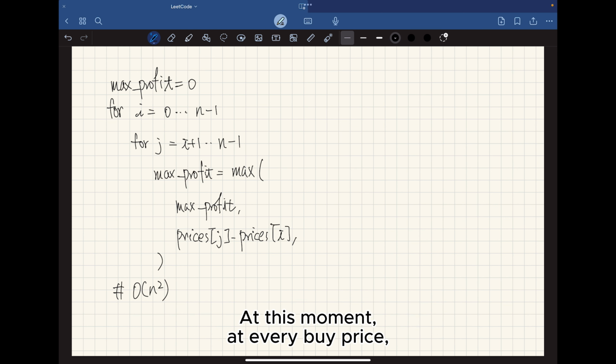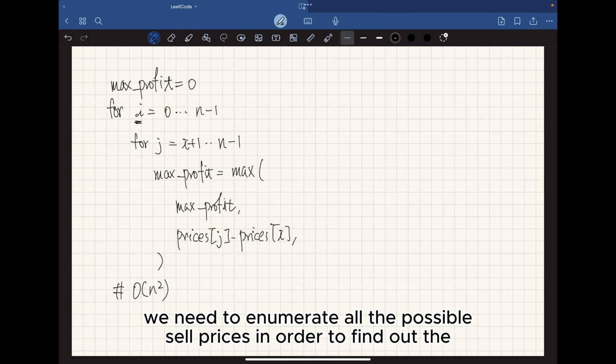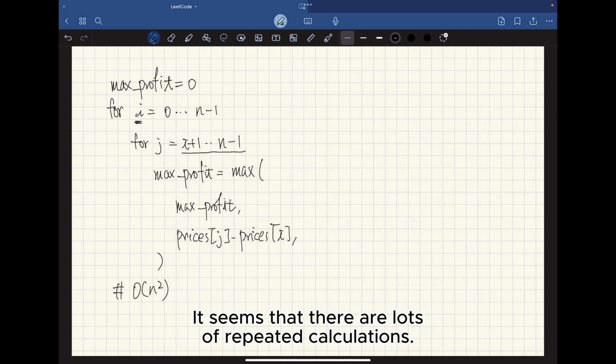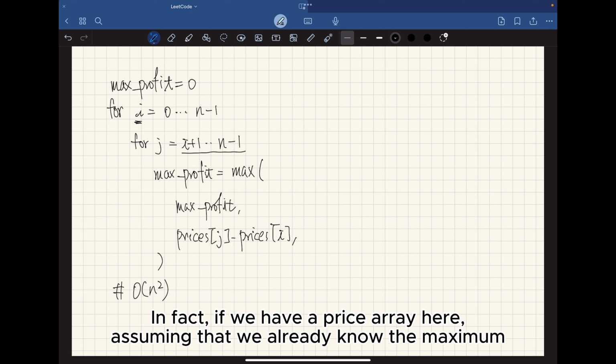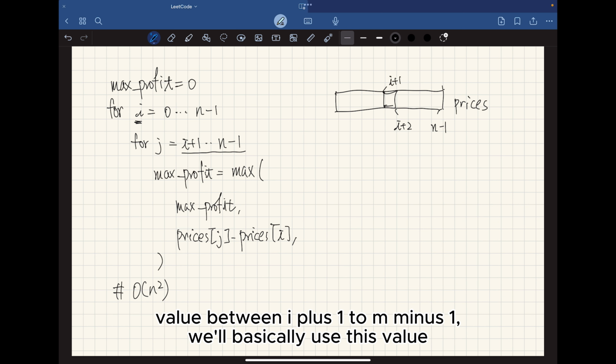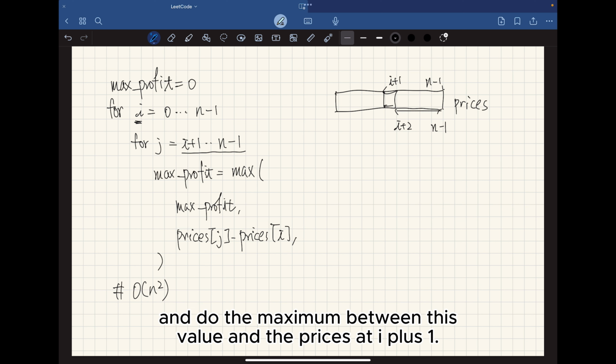At this moment, for every buy price, we need to enumerate all the possible sell prices in order to find out the highest price and get the max profit. It seems that there are lots of repeated calculations. In fact, if we have a price array here, assuming that we already know the maximum value from i plus 2 to n minus 1, and want to know the maximum value between i plus 1 to n minus 1, we'll basically do the maximum between this value and the prices at i plus 1.